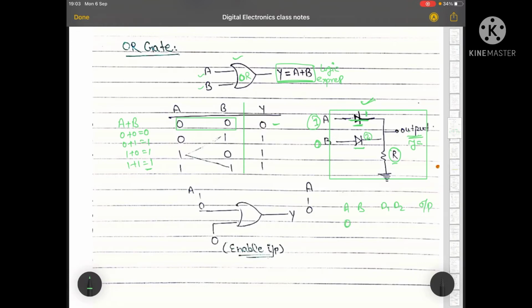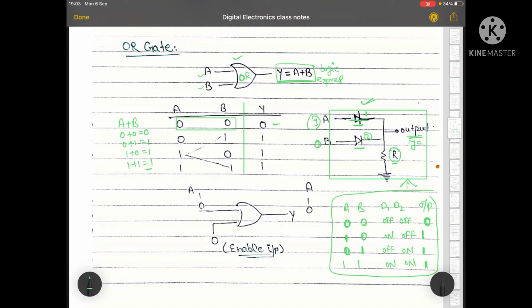If our A is 0, then diode D1 is off. If our B is 0, diode D2 is off, then the output will be 0. If our input A is 1, diode D1 is on. If our B is 0, then it is off and our output will be 1. If A is 0 and B is 1, then D1 is off and diode D2 is on, and our output will be 1. If both are on, then our output will be 1. So this is the table for this diagram.